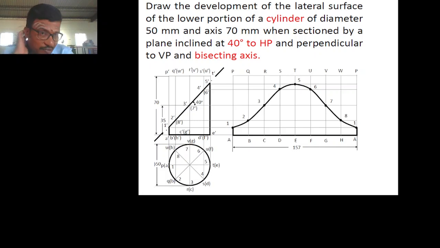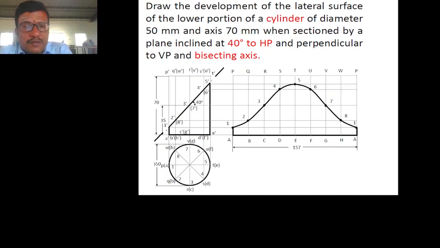So another, we will see the cylinder problem. The question is, draw the development of the lateral surface of the lower portion of a cylinder of diameter 50 mm and axis 70 mm when sectioned by a plane 40 degree to HP and perpendicular to VP, bisecting the axis.